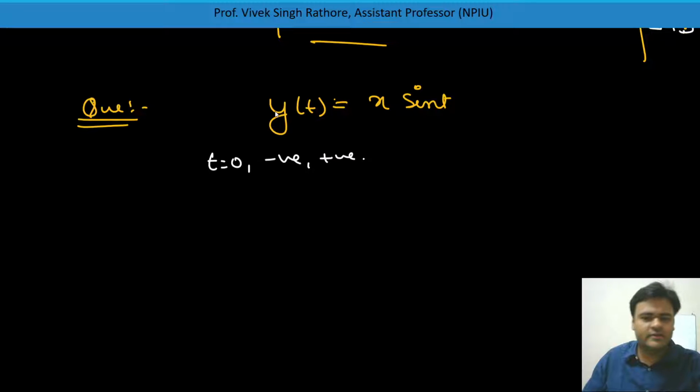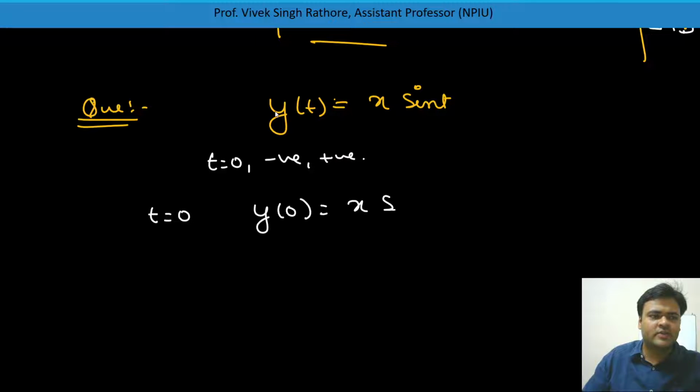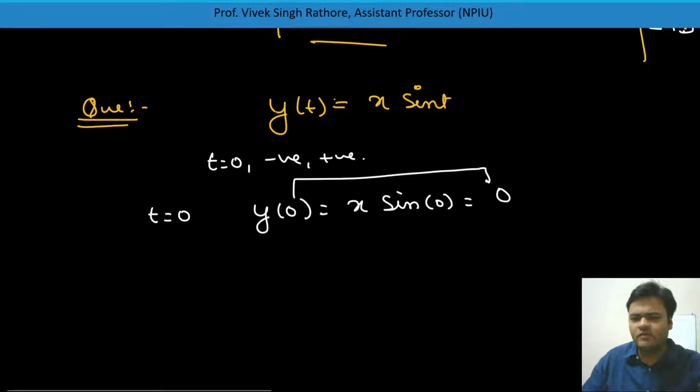So let's see what happens at t is equal to 0. y of 0 will be equal to x of sin 0, and sin 0 is 0, so y(0) will be dependent upon the present value, so no problem is there.